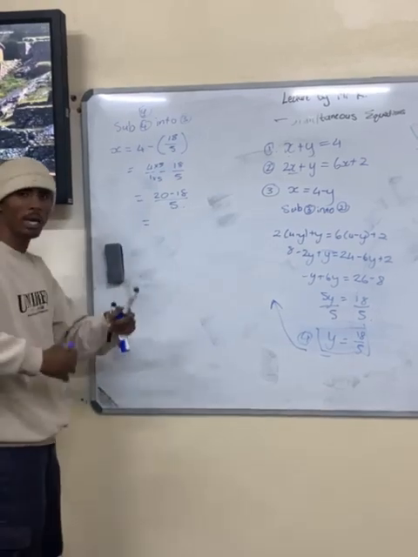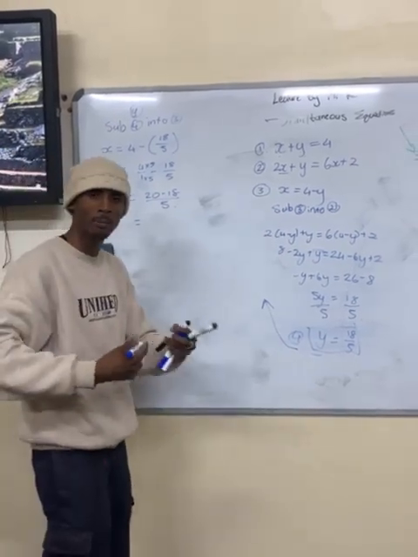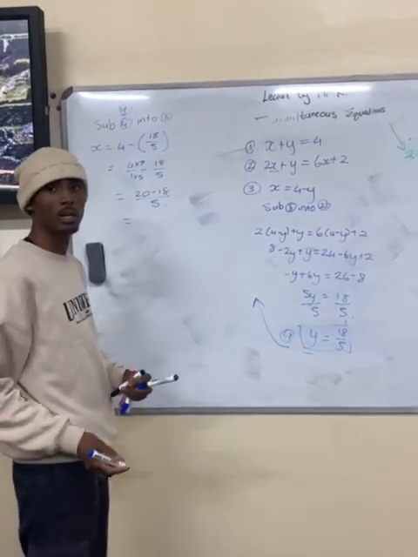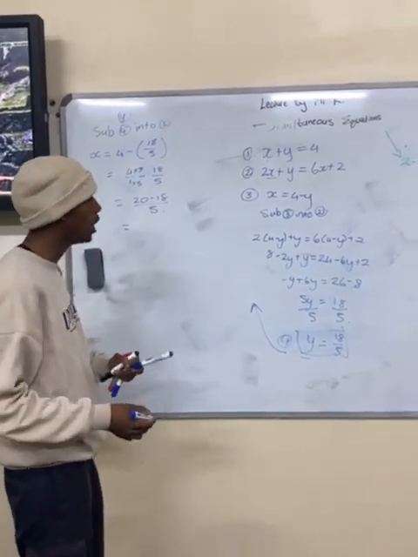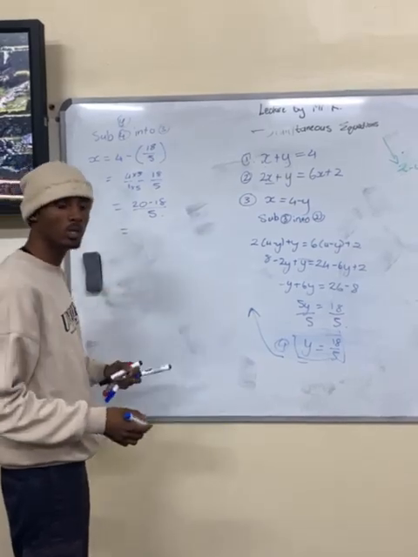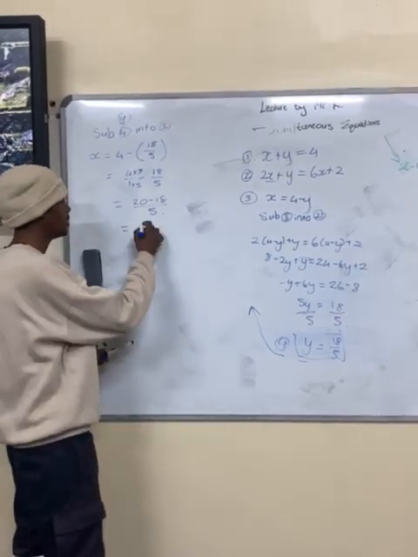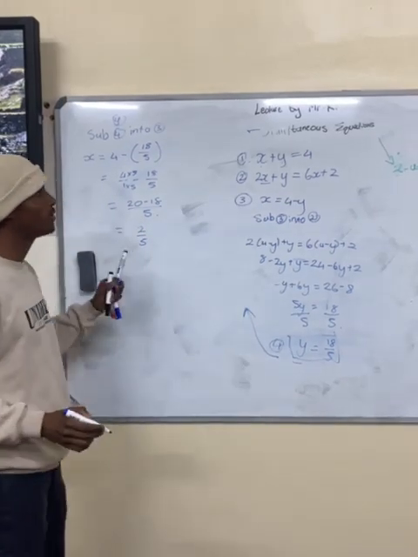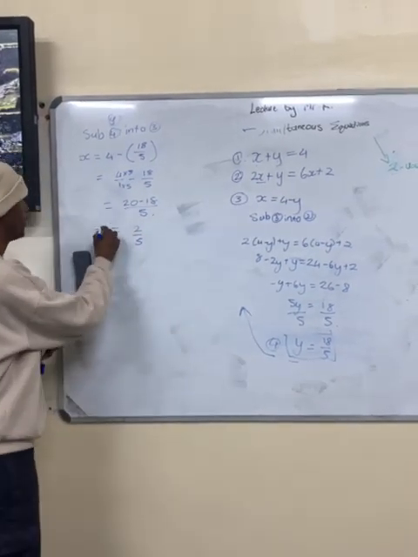You see, now we are getting somewhere. We are building up knowledge. Stay tuned. In the next lecture, I'm going to show you how to go deeper into this. Leave comments as well in the comment section. So this is going to be 2 over 5. So we have solved x and y.